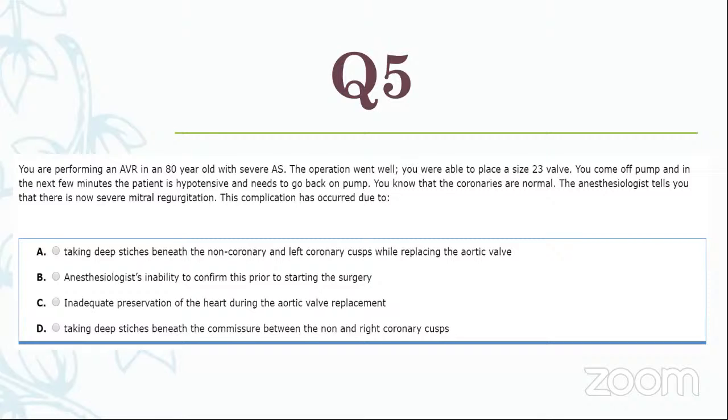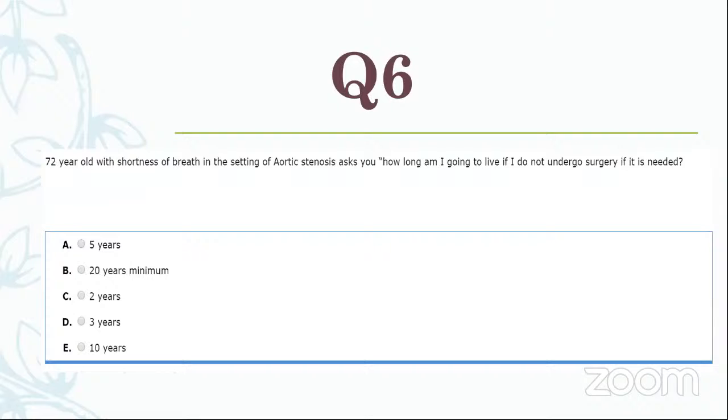I think this patient has a deep stitch to the aortomitral continuity, which is between the non-coronary and left. Yes, so it is A. Yes, good. The sixth question is a 72-year-old with shortness of breath in the setting of aortic stenosis. He asks you how long he is going to live if he doesn't undergo surgery, if it is needed. So what is the right answer?